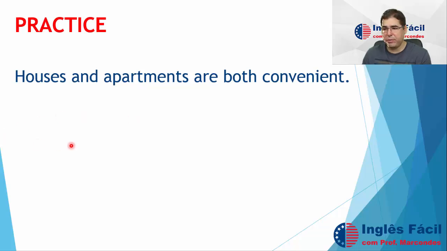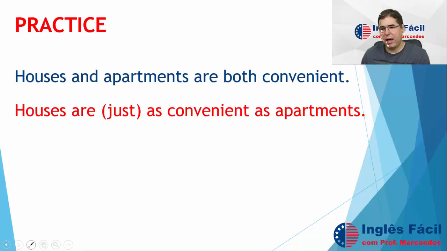Now, houses and apartments are both convenient. Houses and apartments are both convenient. So now they are equal. So I'm going to use as in the affirmative, okay? Houses are as convenient as apartments. Houses are just as convenient as apartments. So what is important here? We can use this just, okay? This is optional. If we use just, we want to stress that they are exactly the same, just as convenient as an apartment, okay? They are exactly the same, no difference.